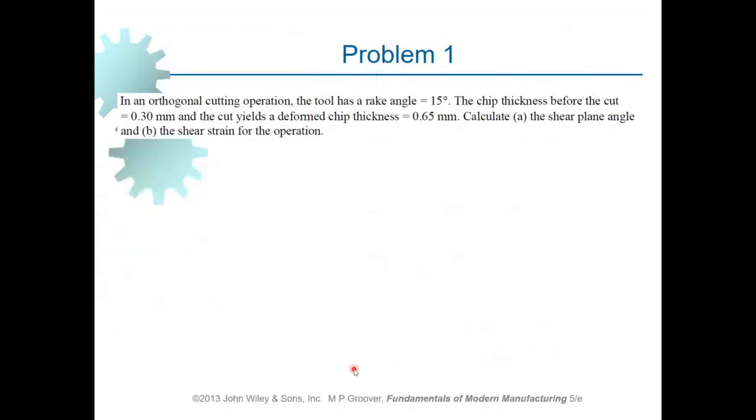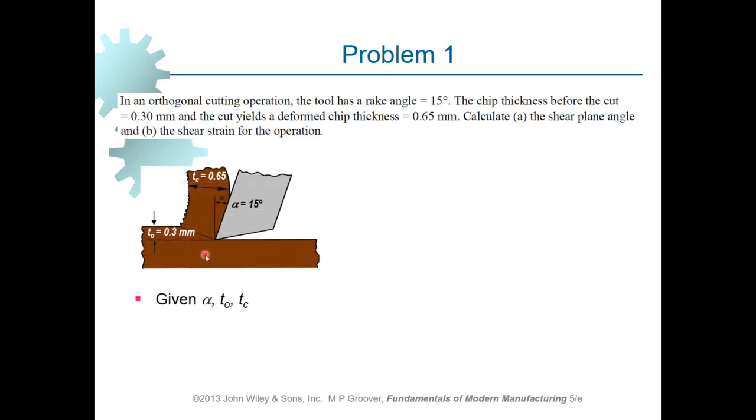Okay, now let's move on to the first problem of the tutorial session. This is showing an orthogonal cutting operation, or 2D representation of the cutting process. In an orthogonal cutting, the tool has a rake angle of 15 degrees. Let me show you the figure. This is the 2D representation of the cutting process. The rake angle, which is this angle between the top face of the cutting tool and the reference plane, or alpha, is equal to 15 degrees.